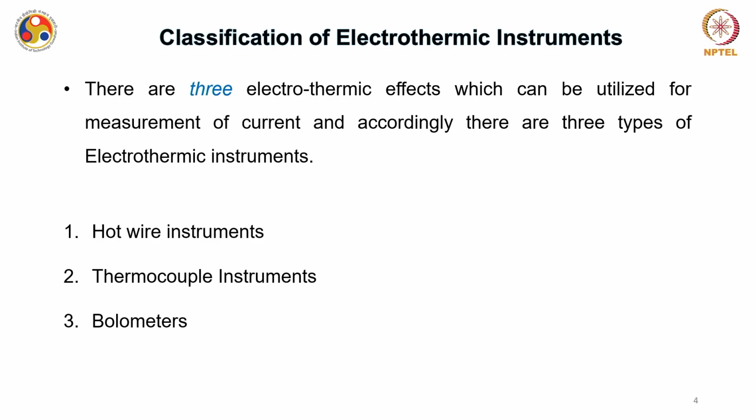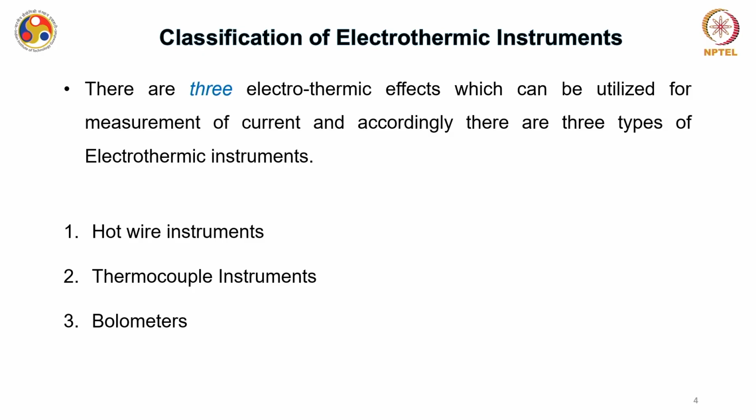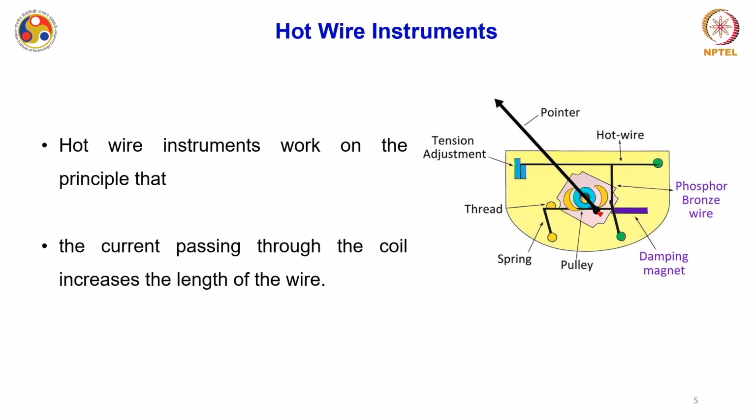We have hot wire instruments, which are very important for us, and we will try to understand this particular kind of electrothermic instrument in today's class. Apart from that, we have two more kinds of electrothermic instruments, like the thermocouple instrument and bolometers, etc. Our main goal today is to understand the hot wire kind of electrothermic instrument.